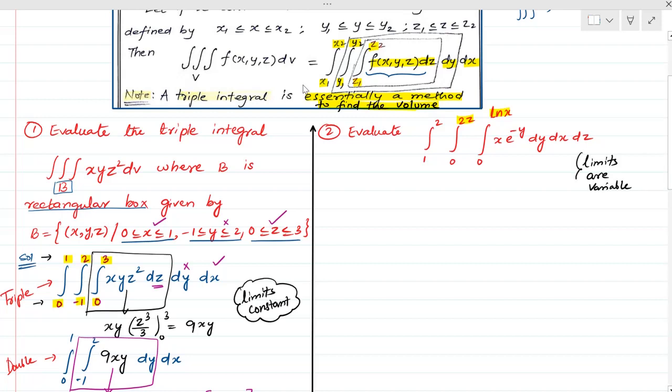It is as usual the same thing we did in the double integral. The y ranges from 0 to ln x. What is the limit of x? The limit of x is 0 to 2z, and the constant limit is always the outside limit. The outermost limit must always be a constant limit. So therefore I have to evaluate this one. It's the same thing we will do.